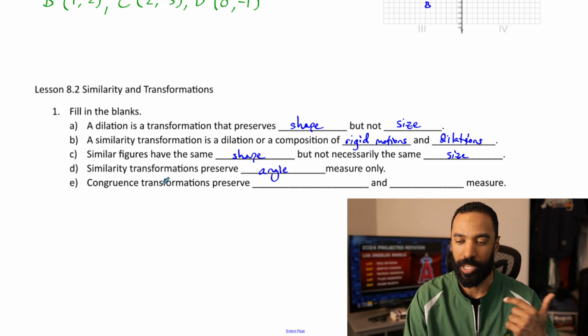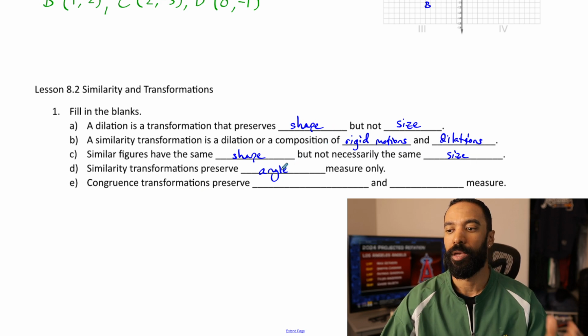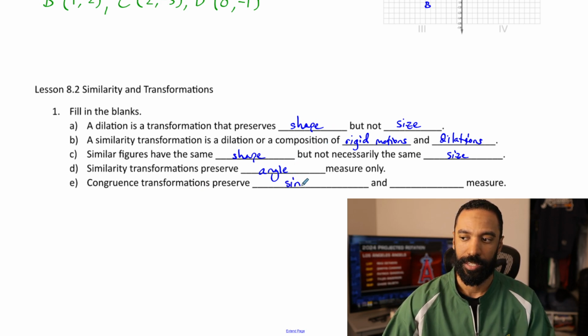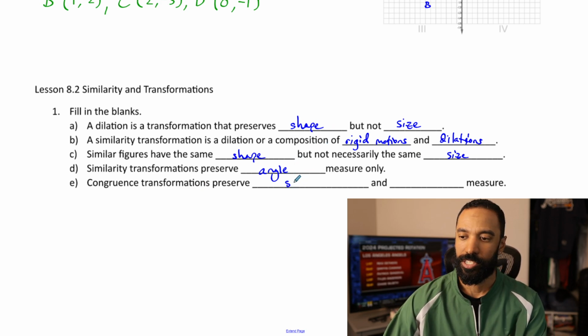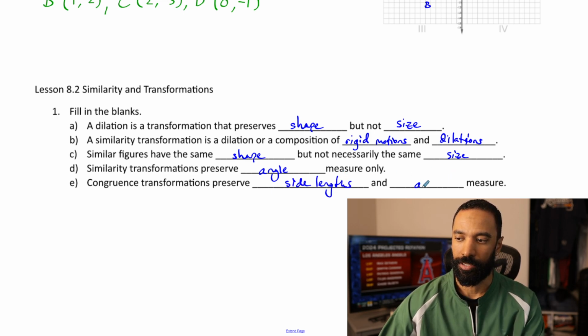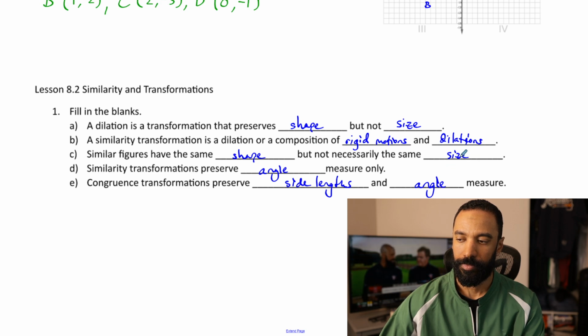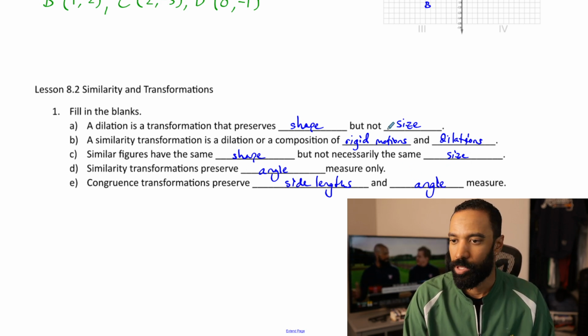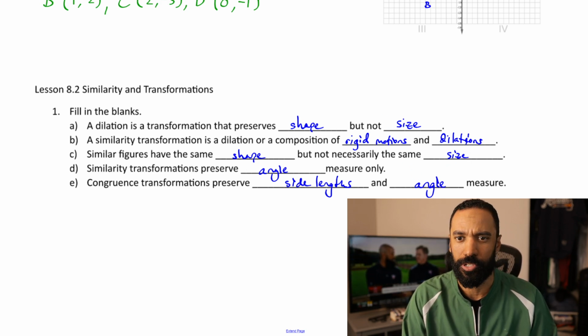Congruence transformations, I just answered this. Congruence transformations preserve both side lengths and angle measure. Okay, so it's just some review of filling some things out so you're aware.